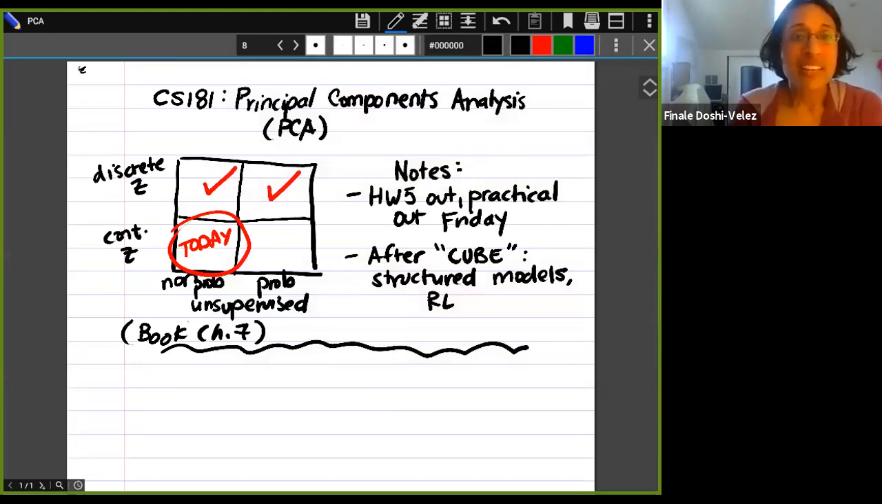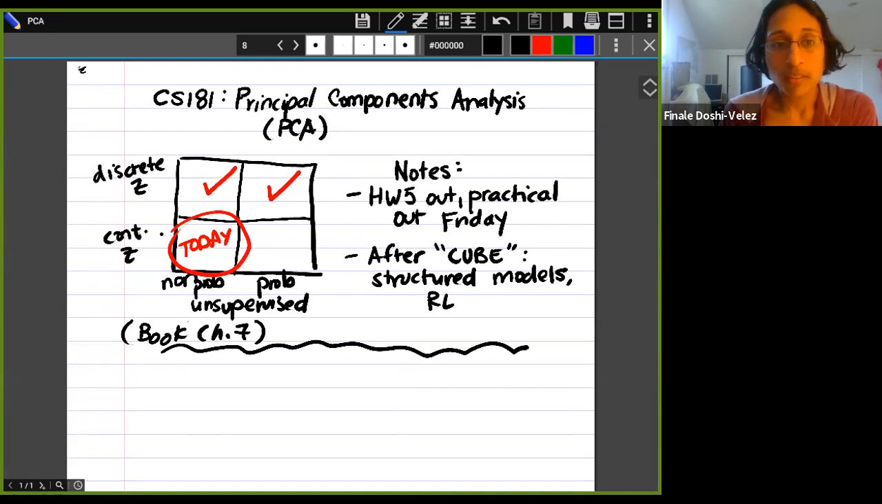Let's switch over to our main topic, which is PCA. So today we're going to be continuing our cube. We're in the unsupervised learning part of the cube. We have just done, looking at discrete Z, non-probabilistic methods, so this was clustering over here. And then we looked at mixture models, which was a probabilistic version you could think of as clustering. And today we're going to be moving on to the last part we have remaining of the cube, or the start of the last part, which is looking at continuous Zs.